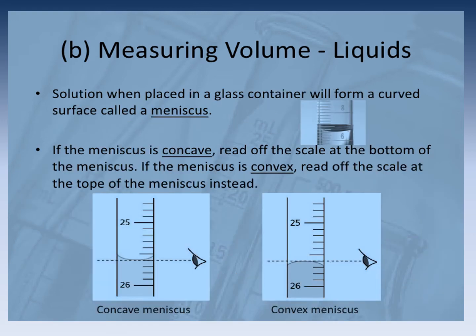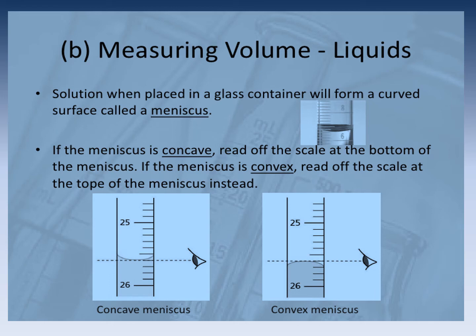Now the next is the same topic, measuring volume of liquids. Solutions when placed in a glass container will form a curved surface called a meniscus. This means when we place the solutions in any glass container, such as a measuring cylinder or a burette, the solution will form a curved surface called a meniscus, just like shown in the diagram. If the meniscus is concave, read off the scale at the bottom of the meniscus. That is, in case of a concave meniscus, you have to take the reading at the bottom of the meniscus.